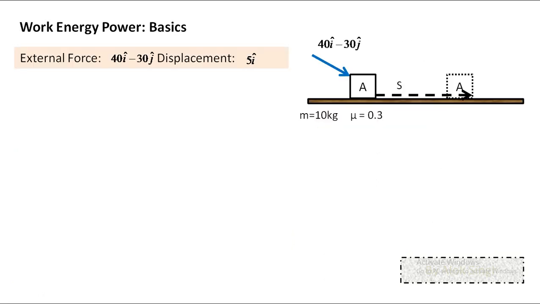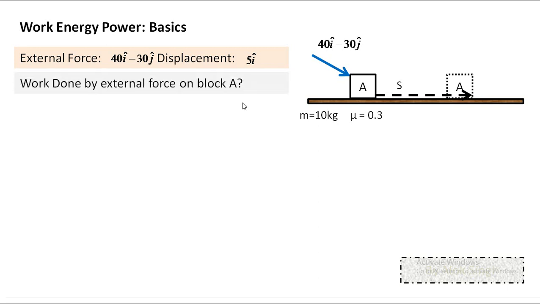Now let's take the other one in vector form. Here block A, mass is given. It is placed on a rough surface, coefficient of friction is given, and this is the external force. It is given in the form of external force 40 i cap minus 30 j cap, and the directions of i cap and j cap are the normal convention. Rightwards i cap, upwards plus j cap. So minus j cap indicates the downward direction, and displacement is 5 i cap.